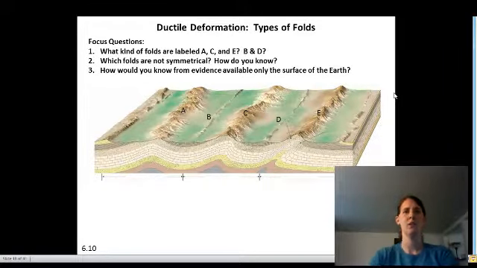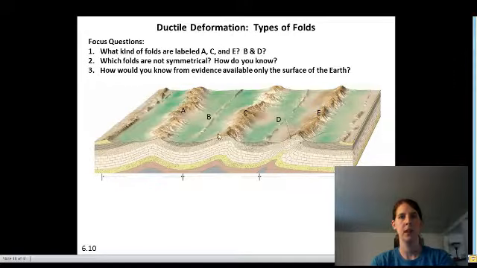So what kinds of folds are these that are labeled? A, C, and E would be anticlines, right? They're pointing upward. B and D are synclines. They're all flexed downward. So as you can see, B, C, D, and E are not symmetrical, right?